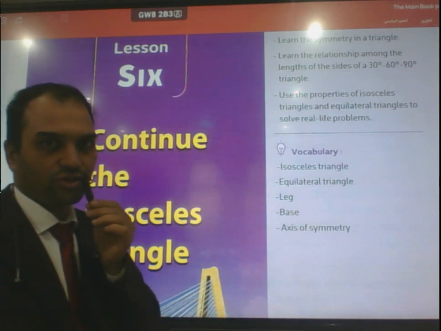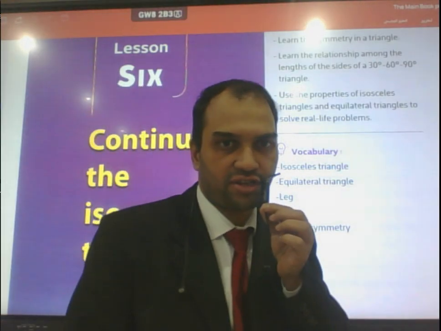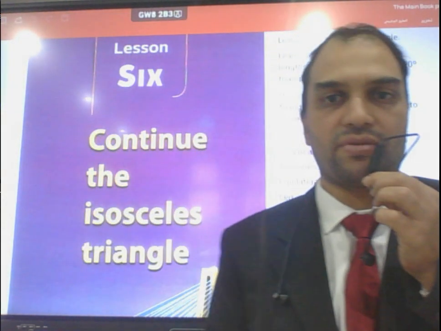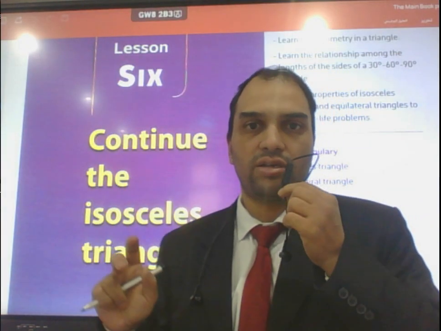Today we'll explain lesson number 6, which continues isosceles triangles. Do you remember I explained isosceles triangles last time? Lesson number 5 spoke about isosceles triangles. We know the types of triangle.